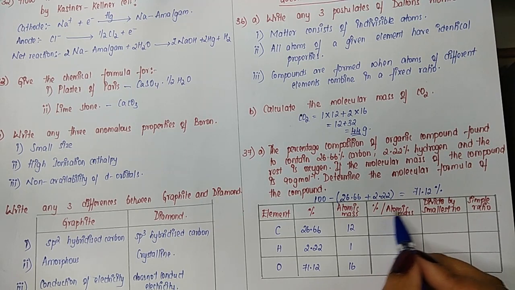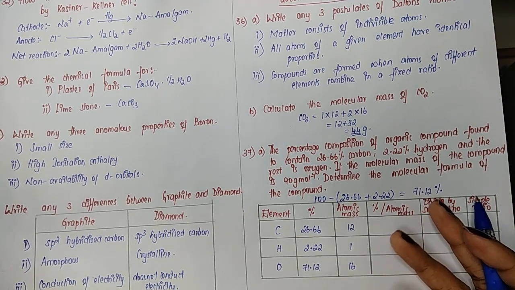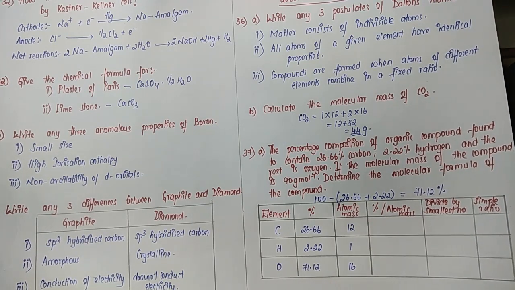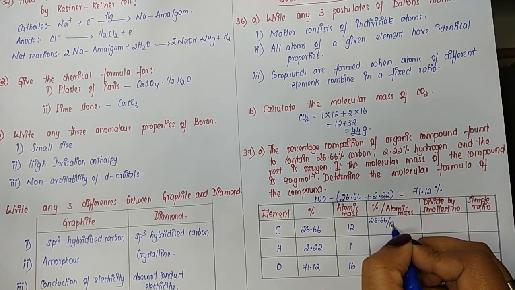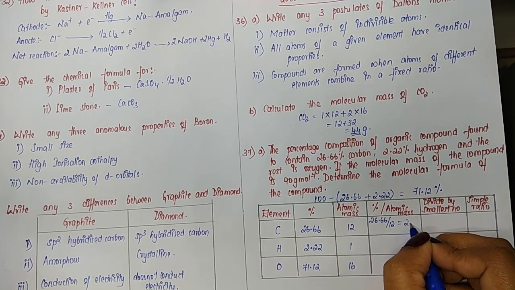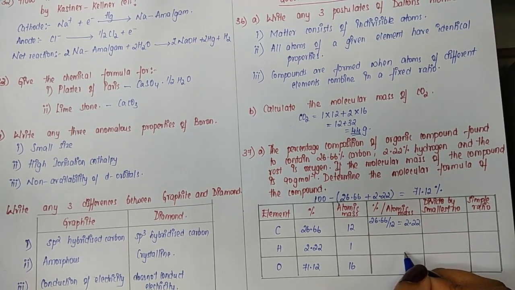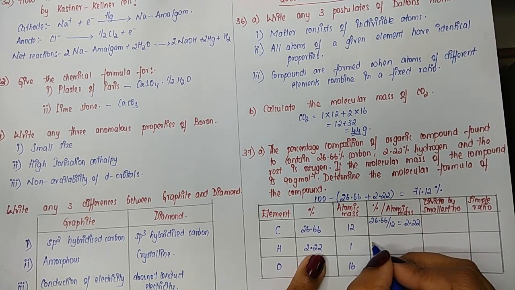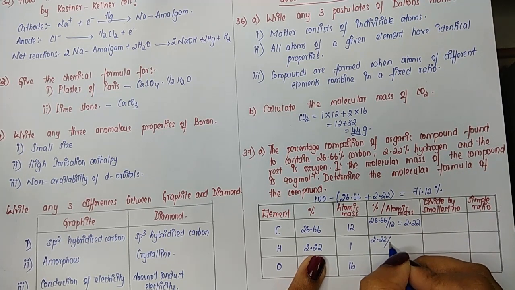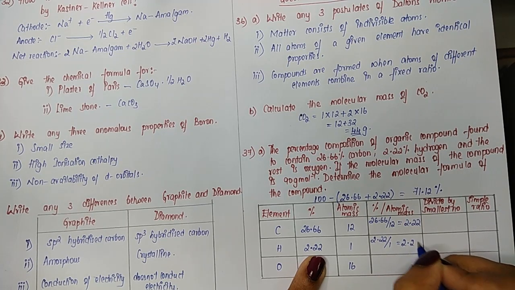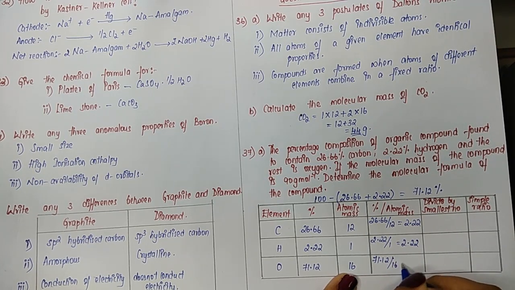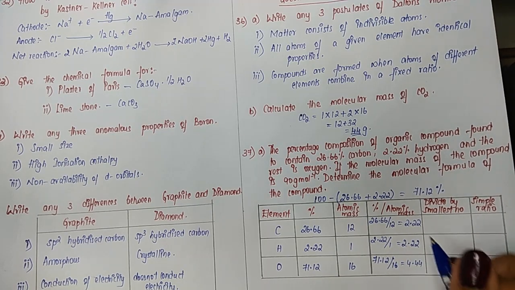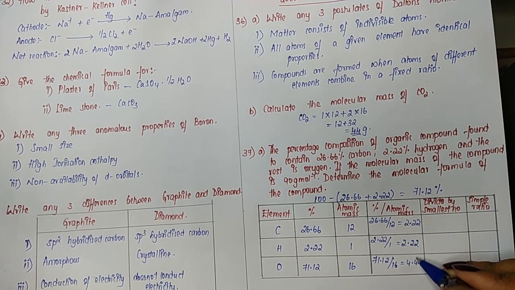Now in this case, to calculate the next one, which is percentage by atomic mass, basically trying to calculate the number of moles. So here this will be 26.66 divided by 12, which will give 2.22. Now the next one is going to be same thing for hydrogen, 2.22 divided by 1, which will be equal to 2.22 itself. Then we have 71.12 divided by 16, which will give 4.44.